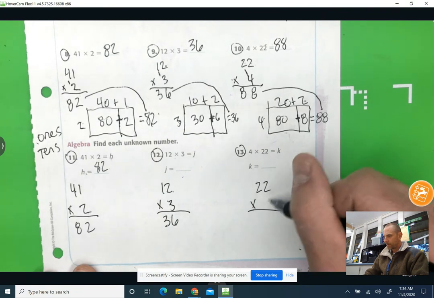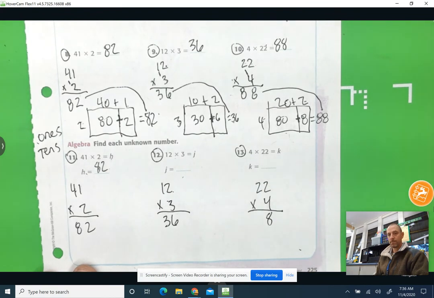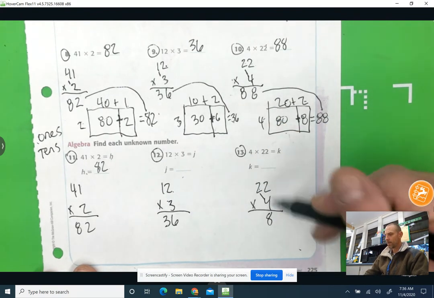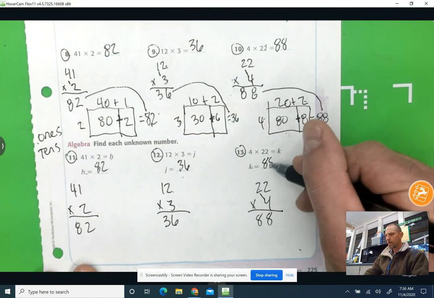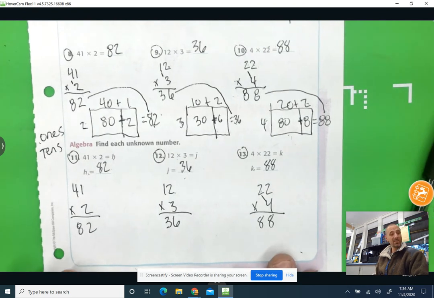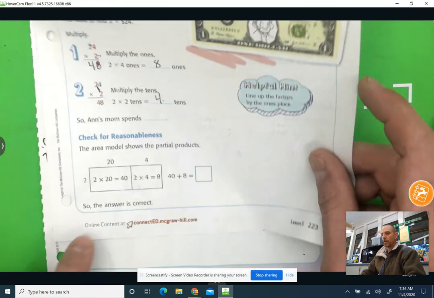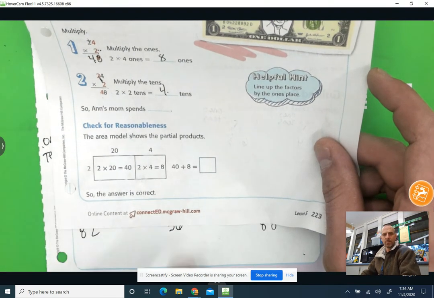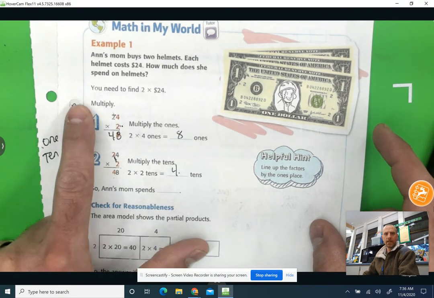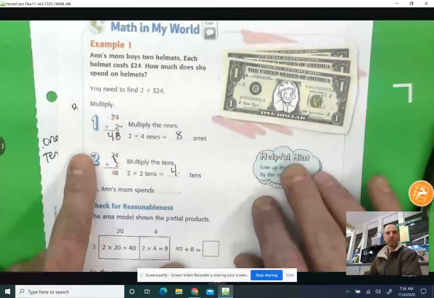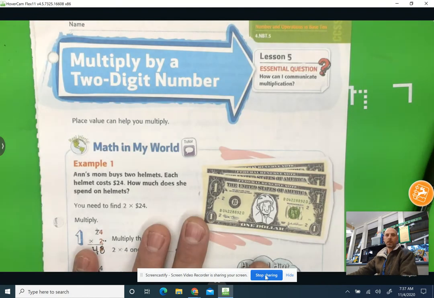Still setting them up. 22 times 4. Start with the ones place. Got an 8. Go over here to the tens, multiply diagonally. 2 times 4, and another 8. J is 36. K is 8. Boys and girls, that is multiplying by a 2-digit number when we're only using area models to check for reasonableness. Remember, multiply your ones first, multiply your tens. Okay, it doesn't get any easier than that. Use your multiplication table if you need it. All right, boys and girls, chapter 4, lesson 5, multiplying by a 2-digit number.